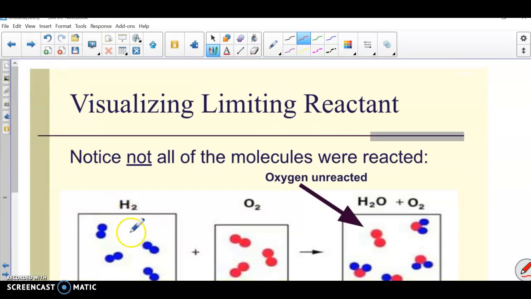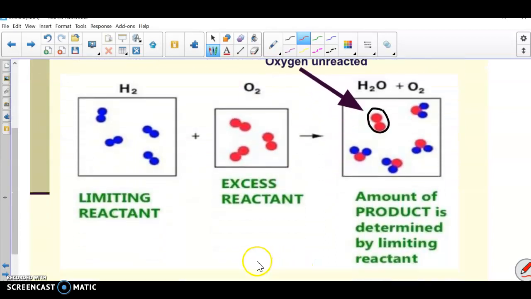Now, I'm not going to go through every slide here. I think you can read through these. And I did one here. I'm going to look at this visualization. If I reacted this much hydrogen with this much oxygen, notice I would have some oxygen unreacted here, okay? So that means this would be excess. It was left over at the end. And really the amount of hydrogen that was used here was the limiting reactant. It limited how much water was made, okay?